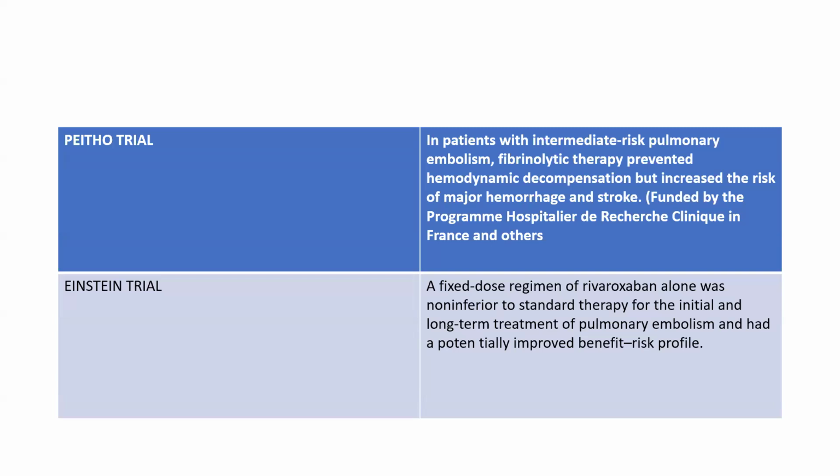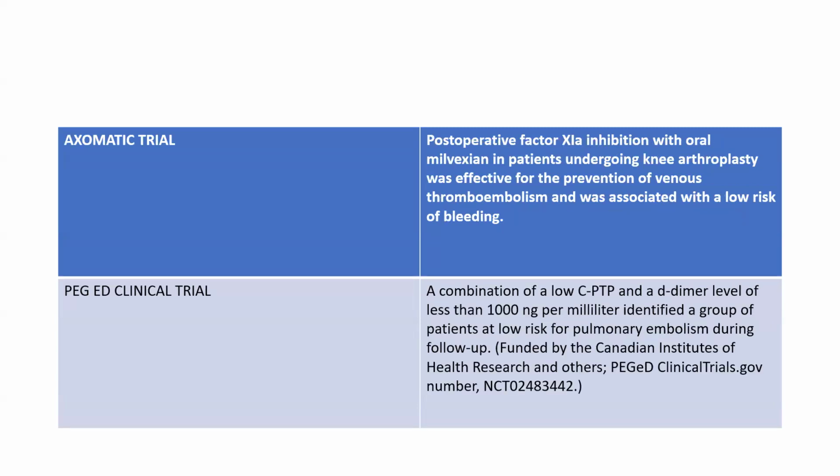Then the next is the Einstein trial. According to this trial, a fixed dose regimen of rivaroxaban alone was non-inferior to the standard therapy for initial and long-term treatment of pulmonary embolism and had a potentially improved benefit-risk profile. Then the next is the AXIOMATIC trial. Postoperative factor XIa inhibition with the oral milvexian in patients undergoing knee arthroplasty was effective for prevention of venous thromboembolism and associated with a low risk of bleeding.